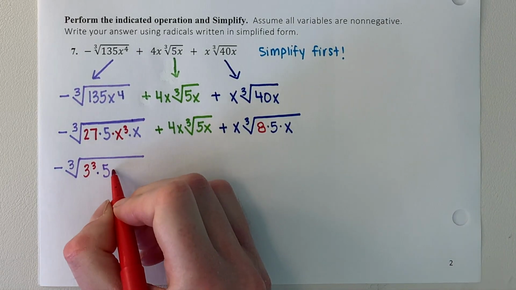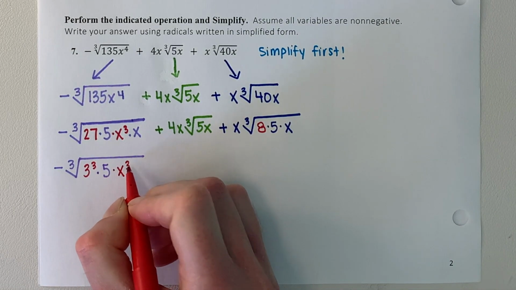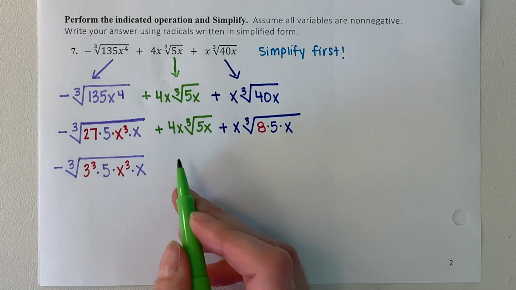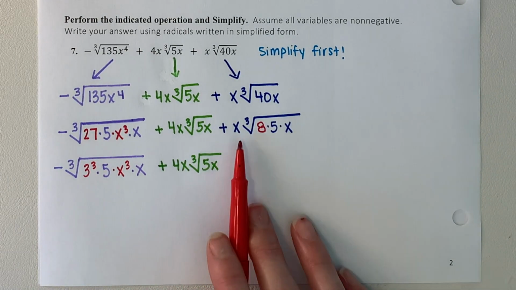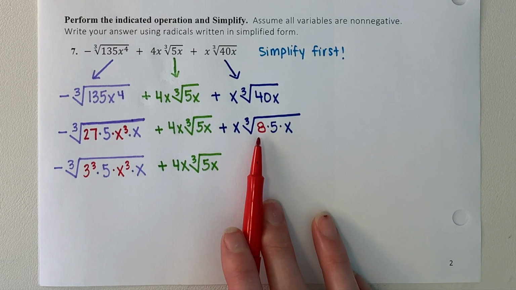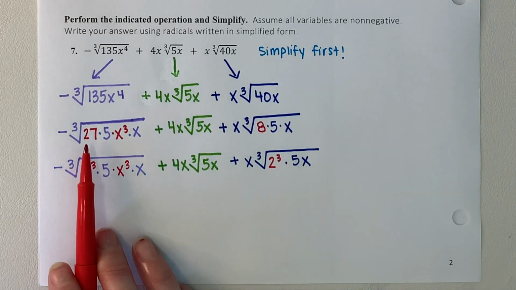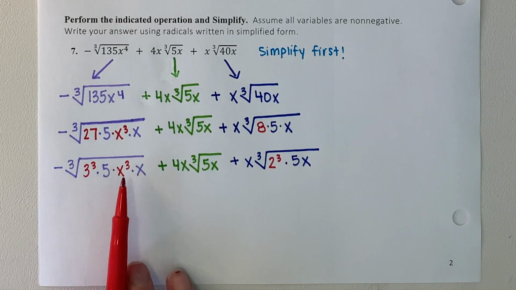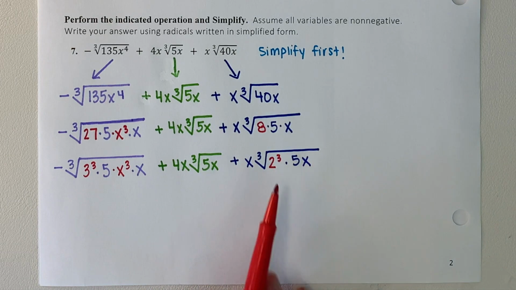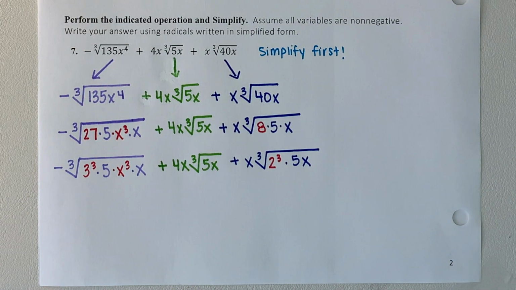X cubed is already written perfectly as some quantity cubed, so we'll leave it. We said that this middle radical can't be simplified any further, so we're going to bring it down. And for this radical here, 8 is a perfect cube, so let's rewrite it as 2 cubed. Now that we've identified all of the largest perfect cubes, and we've written those perfect cubes as some quantity cubed, now we can pull those perfect cubes out of our radical.